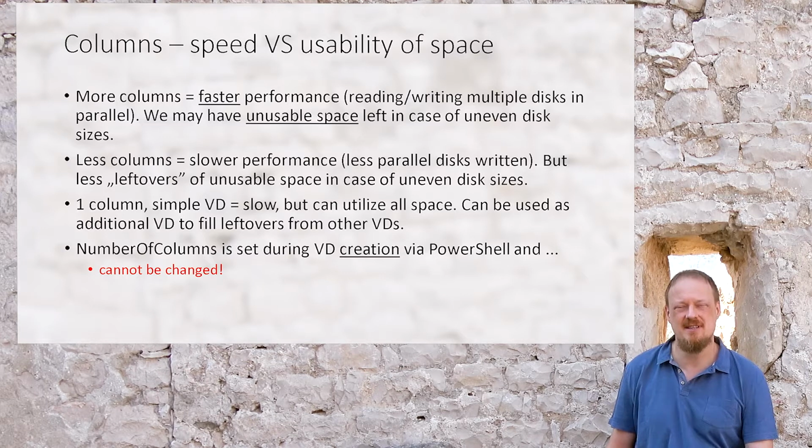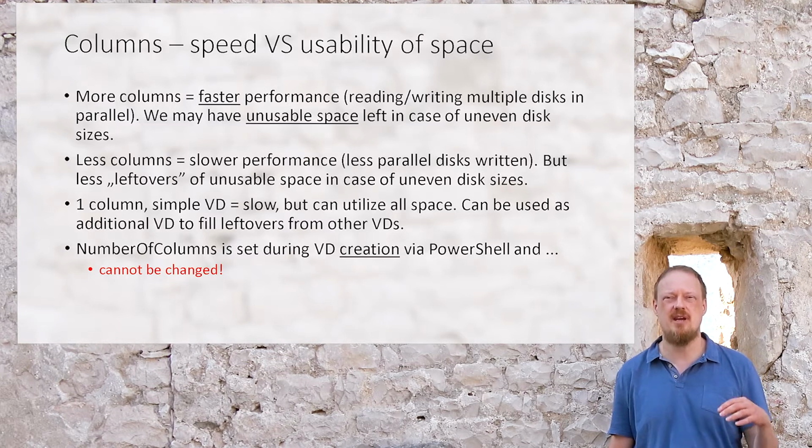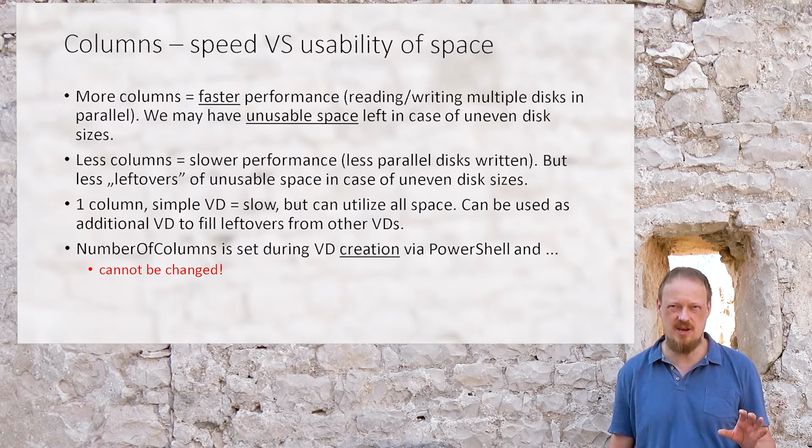Because this number of columns is set only during creation of the virtual disk, it's a property of the virtual disk and cannot be changed. That means you need to think about what number of columns you will set before you create it, because it's not available in the GUI and it's immutable, unchangeable. You need to do it from PowerShell and set it right from the start. If you need to change it later, there is no way to change it actually. You will need to create another virtual disk with the correct number of columns, copy the data over and delete the old virtual disk.